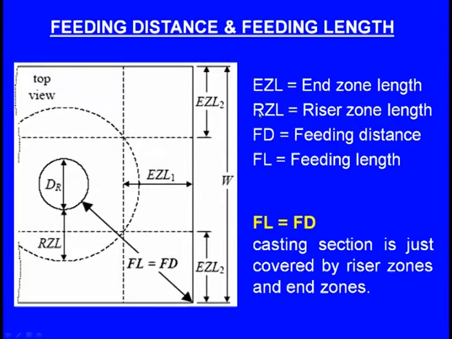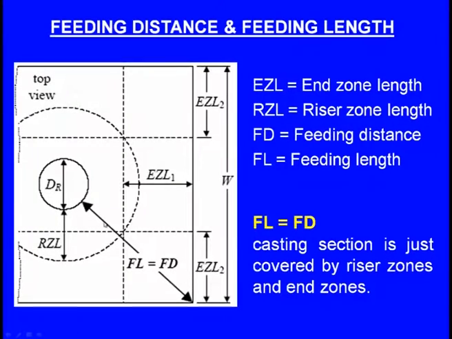Now, here we can see EZL means end zone length. So, this is the EZL, the end zone length. Next one, RZL, that is the length covered by the riser effect. So, this is RZL. Next one, feeding distance. Feeding distance means it is the sum of riser effect and end effect. Here this much is the riser effect, RZL, which is the feeding distance covered in the riser zone. This is the riser effect.